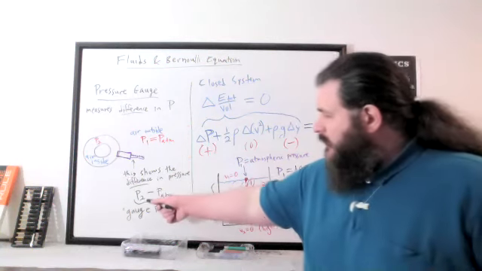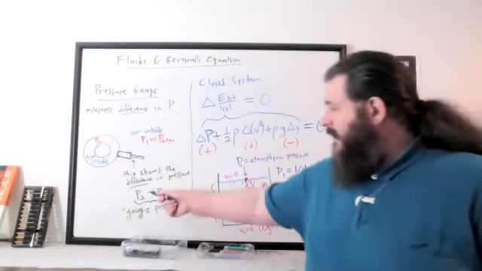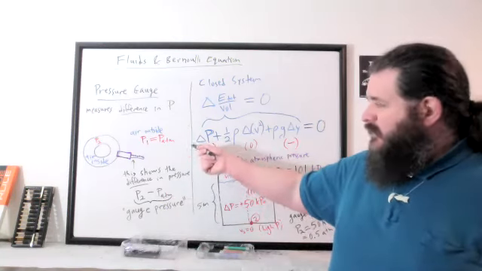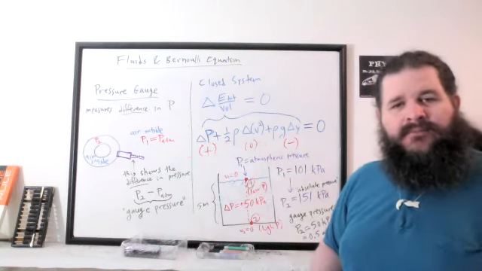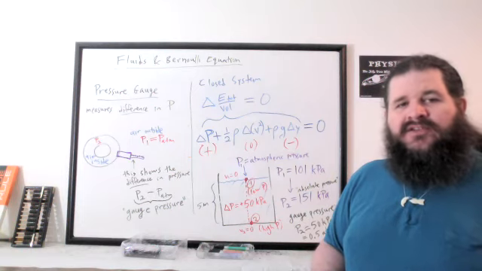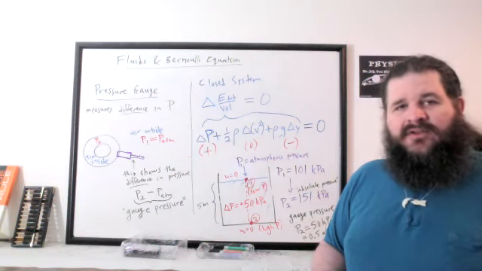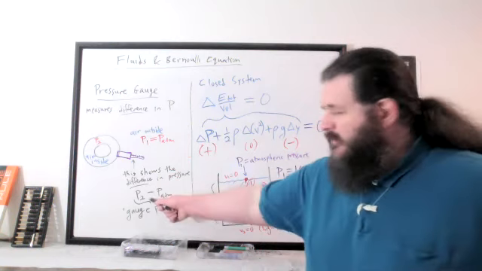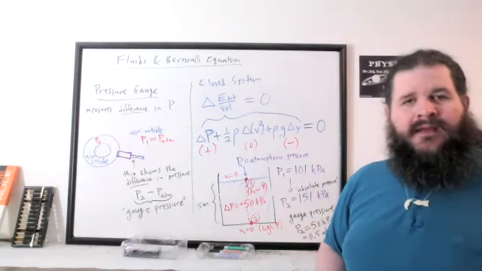Because you convert between gauge pressure and absolute pressure by adding or subtracting 1 atmosphere. If you're subtracting P2 minus P1 anyway, if you just add P atmosphere to both of them, the P atmospheres are going to cancel out anyway. So as long as you're consistent about it, it doesn't matter if you're using gauge pressure or absolute pressure. And you can always convert just by adding or subtracting 1 atmosphere.